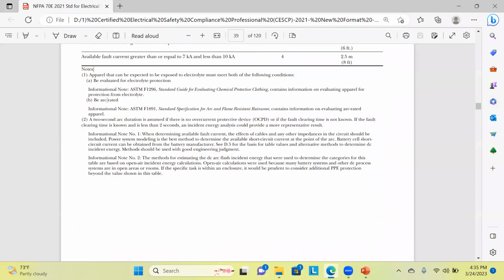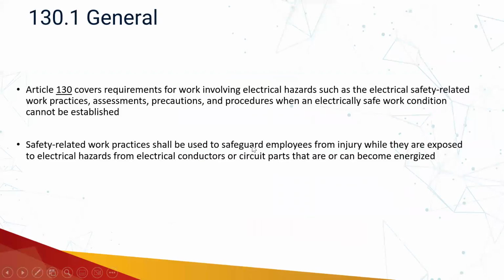Okay, sir. So Article 130 covers requirements for work involving electrical hazards such as electrical safety related work practices, assessment, precautions, and procedure when an electrically safe work condition cannot be established. So this covers when you will be performing some live work and when the electrically safe work condition cannot be established. The safety related work practices shall be used to safeguard employees from injury while they are exposed to electrical hazards from electrical conductors and circuit parts that are or can become energized.